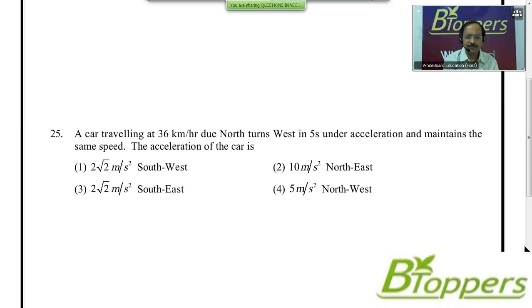Come on, try this. First option is 2√2 meter per second square southwest. Second option 10 meter per second square northeast. Third option 2√2 meter per second square southeast. Fourth option 5 meter per second square northwest. In case you need more time to try the question, you can take a pause and try the problem. Come on, look at the next question.